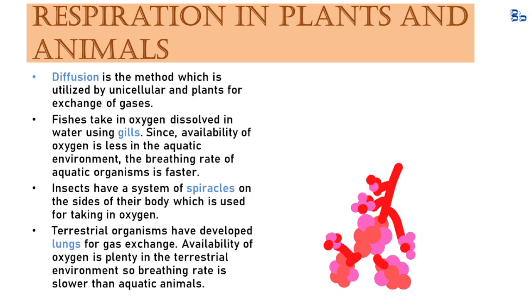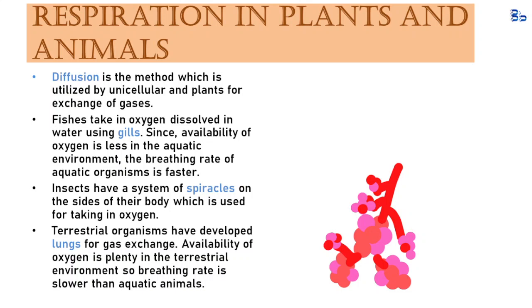When we come to aquatic organisms like fishes, they have the organ called gills. Gills are specialized to take up dissolved oxygen from the water. But since the amount of dissolved oxygen in the water is very low, fishes have a very fast breathing rate. When we come to insects, insects have structures called spiracles on the sides of their body. These are long interconnected tubes by which they perform gas exchange.